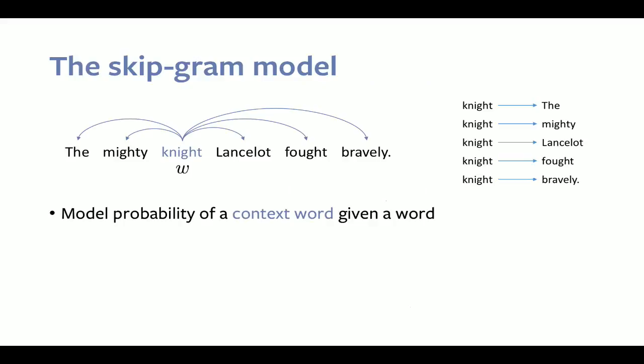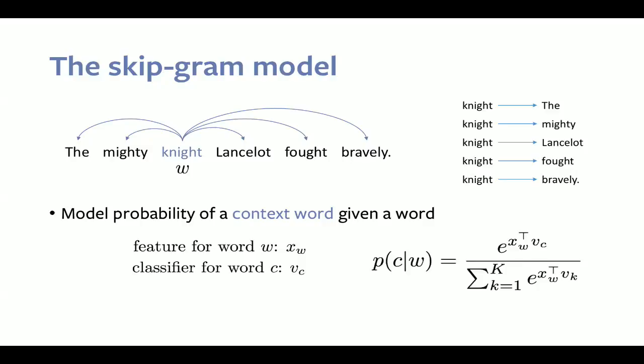So what you want to do is to model the probability of context words given a word. So you have features for the word w, x_w. You have some classifier for the context word c, v_c. And you want to maximize the probability of the context given the word, which you express as a softmax like this. The word vector that you're going to use in the end to do your nearest neighbor queries or use for some downstream task is going to be the x_w here.